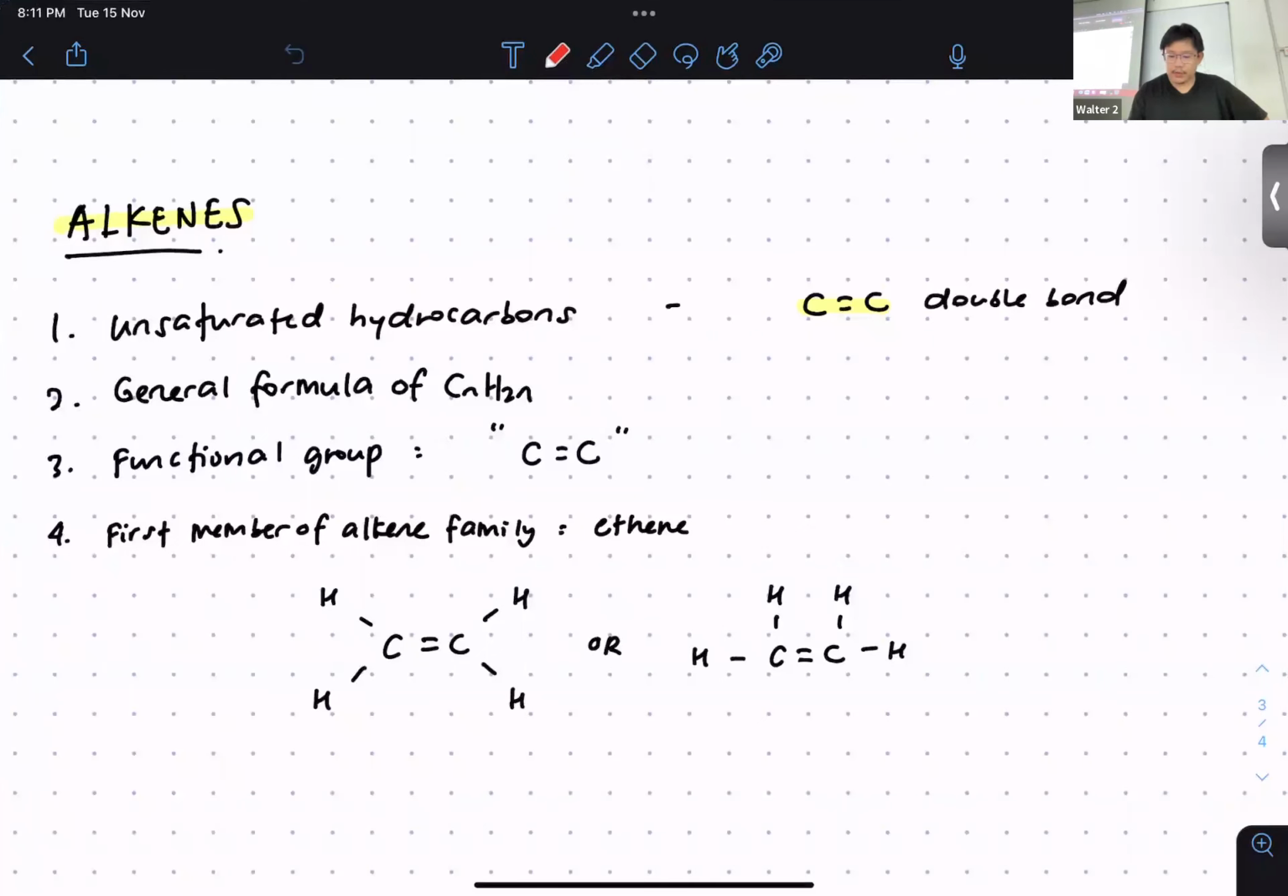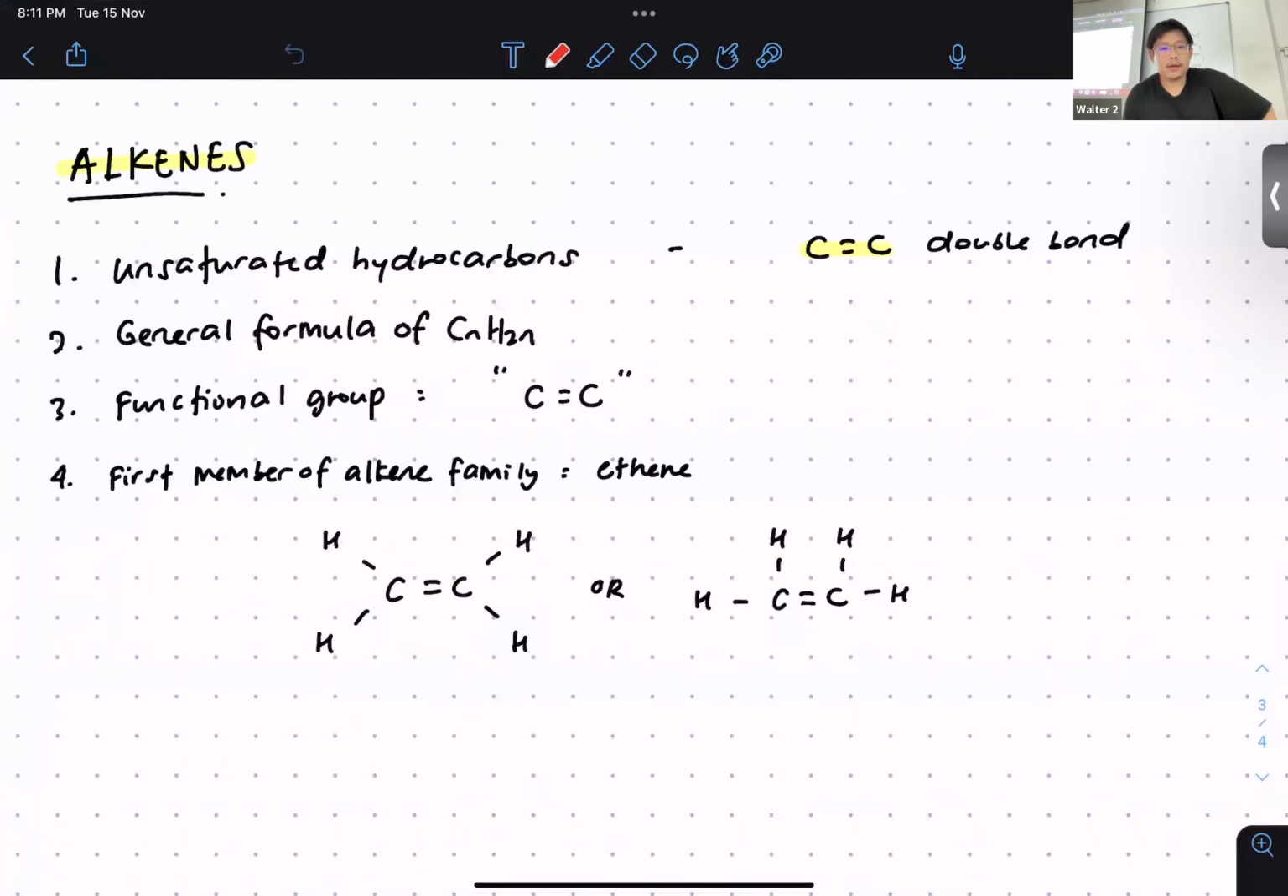So this is where we left off last week. Again, alkenes are unsaturated hydrocarbons with the carbon-carbon double bond as their functional group. The general formula of alkenes will be CnH2n. The ratio of carbon to hydrogen will be 1:2. The first member of the alkene family will be ethene. Remember, there's no such thing as methene because you need at least 2 carbon atoms to form a carbon-carbon double bond. All right, so that is what we talked about last week.